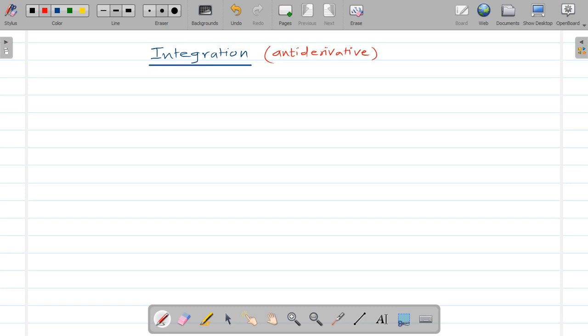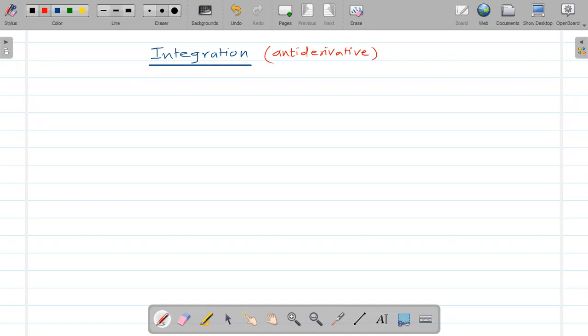Dear students, in our last lecture we have studied the meaning of integration. Integration means it is antiderivative, meaning if you know the rules of the derivative, then you will find out the integration, because integration is the inverse process of the derivative. So that's why it is called antiderivative.